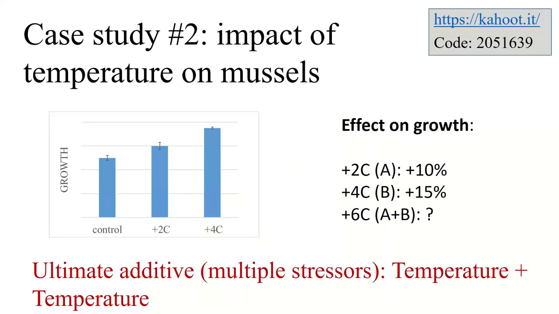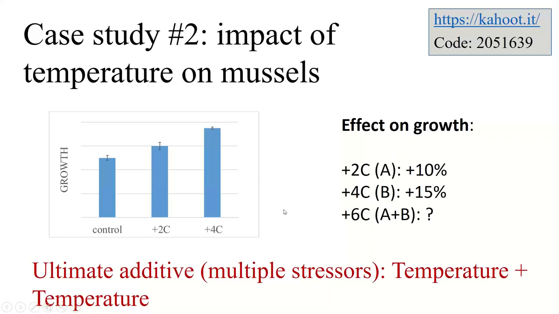So in that case, let's imagine an experiment where we test the impact of temperature on muscles. We have a control, we measure the growth, we increase the temperature by 2 degrees, and we have an effect, plus 10%. Then we increase by 4 degrees, you have 15%. And then the question is, what would be the combined effect of these two stressors, which is the same driver, it's temperature? So what if we have 6 degrees? What would be the impact on growth?